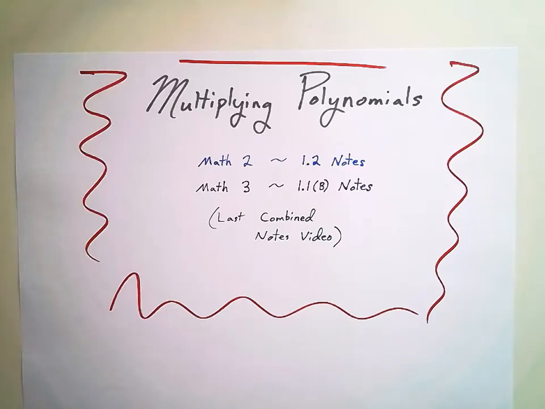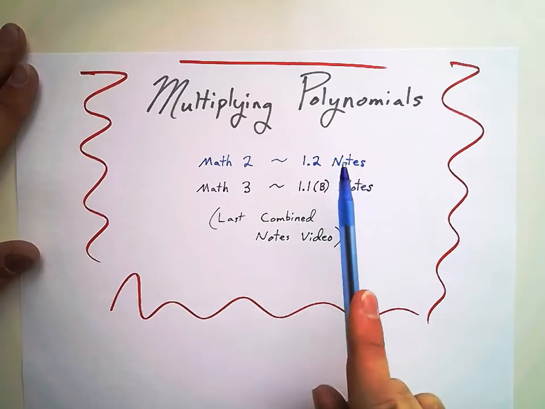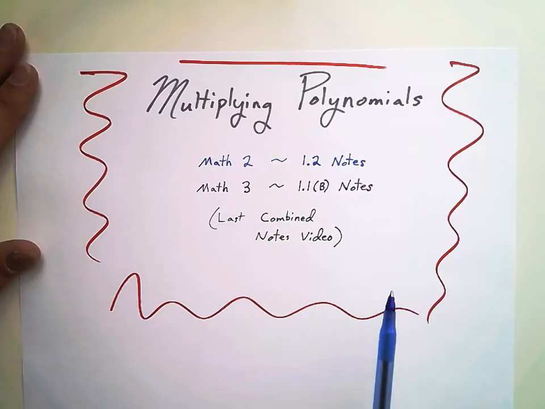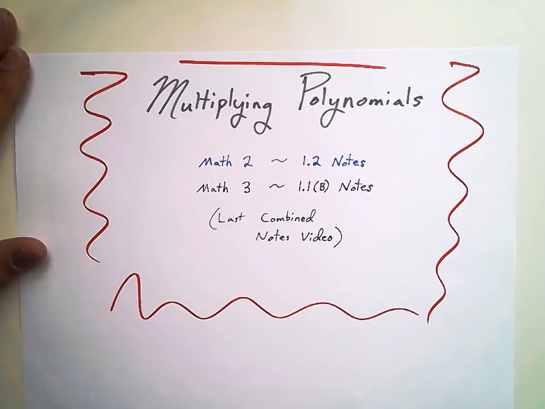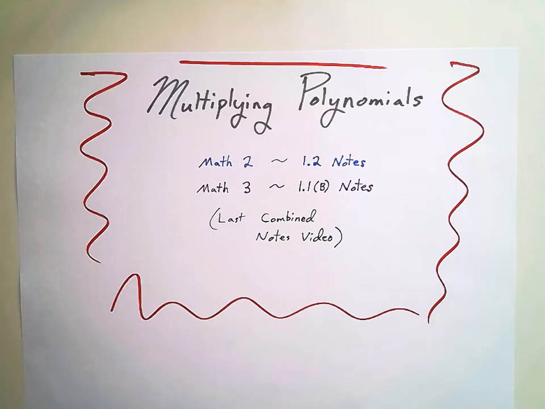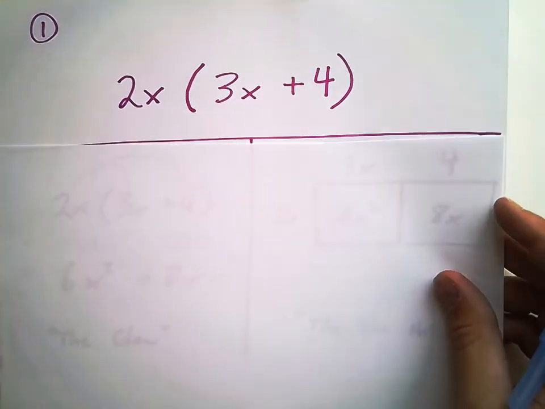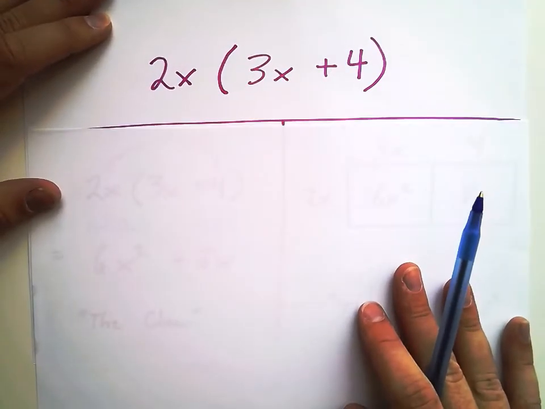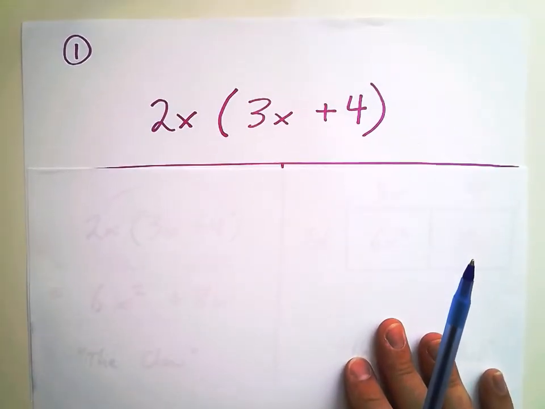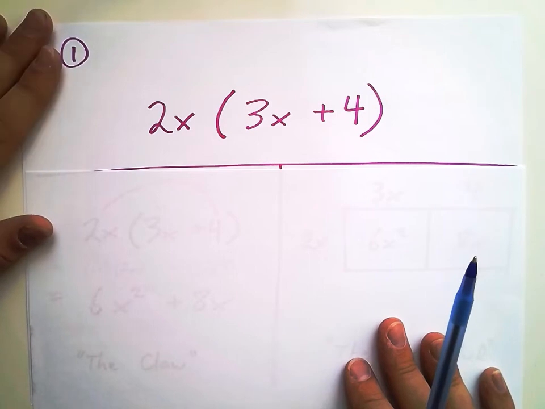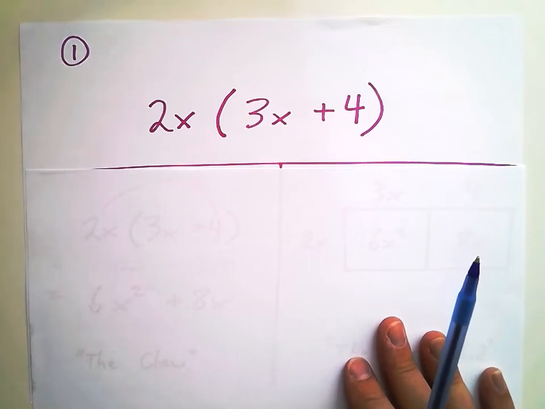Okay, let's do these notes. These are the last ones that are going to be together for Math 2 and Math 3. Then we'll have different videos. So, first example we're going to start off with in box 1 is 2x times 3x plus 4. Okay, so write that down.